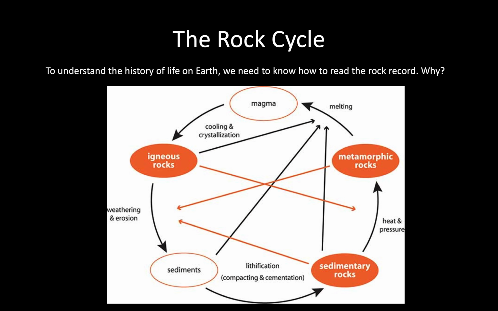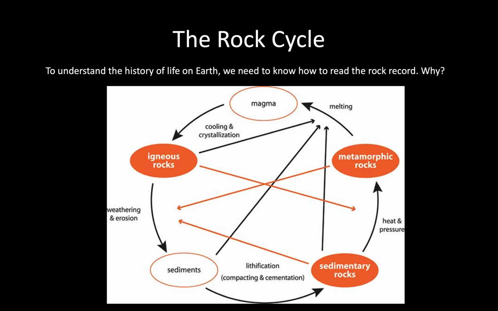All right, so to understand the history of life on Earth, we need to understand how to read the rock record, not just the fossils. And the reason for that is understanding the geology behind it can give us clues to what type of elements were around at that time. For example, how much oxygen there was. Or even, if we understand the rock record, we can predict where fossils can be found.